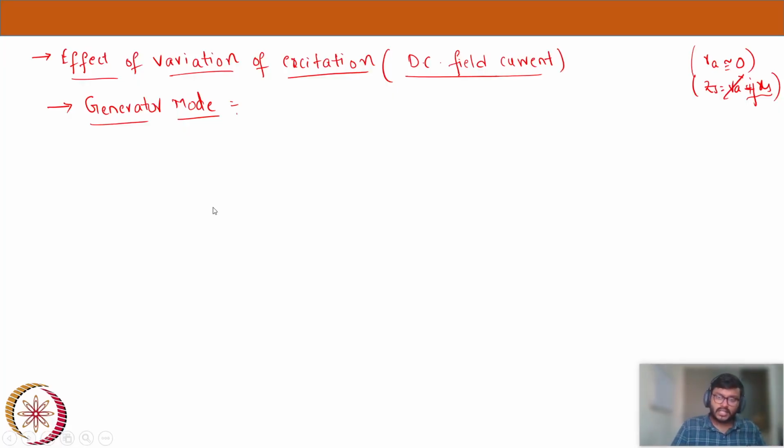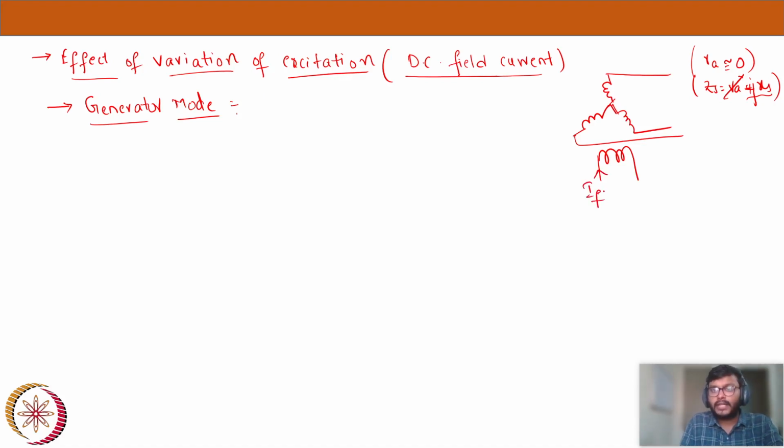We just discussed how the construction of a synchronous machine would be. I'm just drawing it here. Let's say this is our field winding, and here we have our stator winding, and the current flowing through the field winding we call the field current or the DC field current. So this is the field winding, and the current flowing through it will be IF, which is our field current.